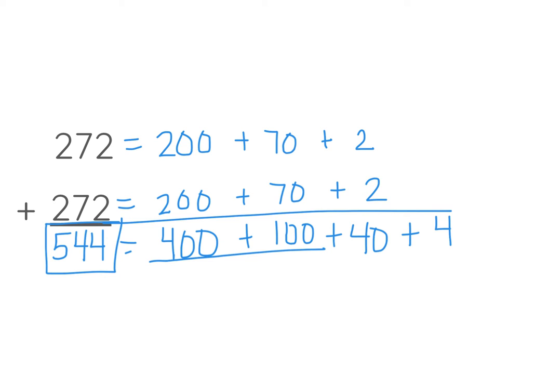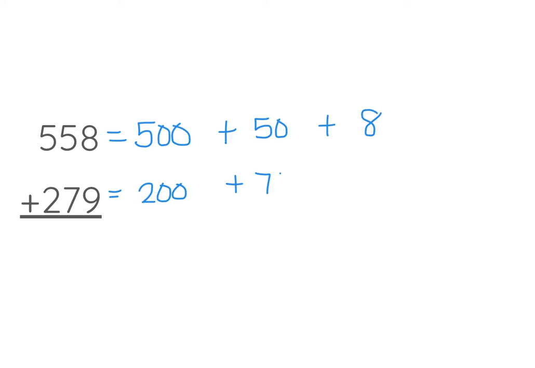Again, the advantage is we'll call the numbers correctly. So when we add 70 plus 70, I will write 140. The disadvantage is it takes a lot of room to write. 558, so I will write 500 plus 50 plus 8. 200 plus 70 plus 9.